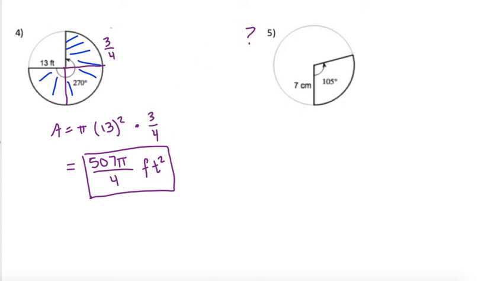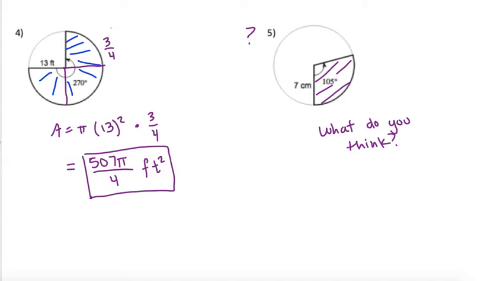So what about number 5? How many degrees do I want? It's 105, but how much of the entire circle is that? How do we get the 3/4, or the 1/4 like on number 3? So what do you think on this one? How should we find the area of this sector here?